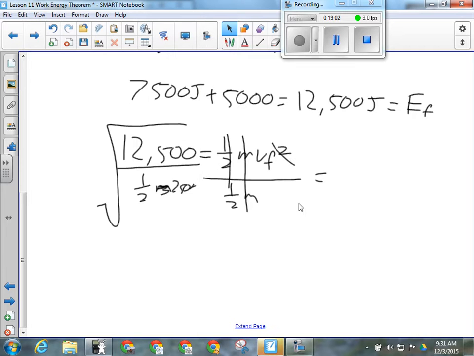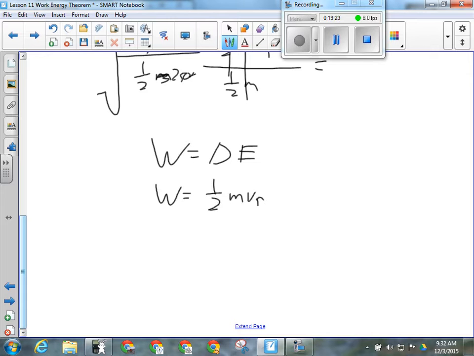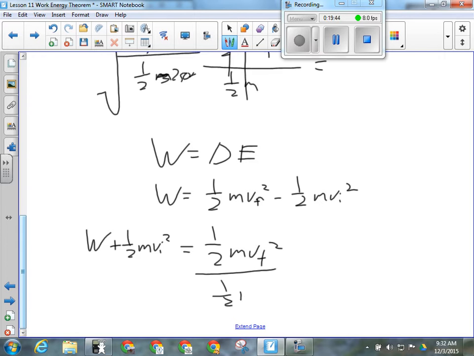What I would have done here is skip some of these breakdown steps. I would have initially said this. Now, I said that before, right? When I said work is EF minus EI, that's what I said. But I'm plugging in everything right at the beginning here. I'm going to say that work equals 1/2 MVF squared minus 1/2 MVI squared. I'm bringing this over to this side, so work plus 1/2 MVI squared equals 1/2 MVF squared. And then I'm dividing by half of M.